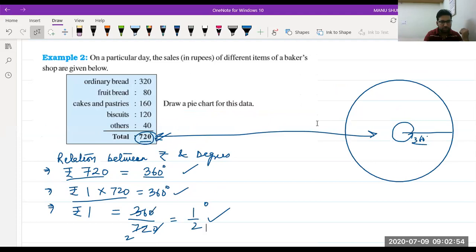Darpan is saying understood. Kavlini, got it now? We are just finding a relation between rupees and angle. Then only will we be able to draw the pie chart. Okay, let's see.